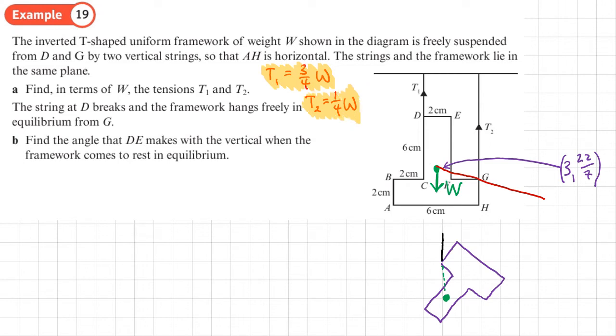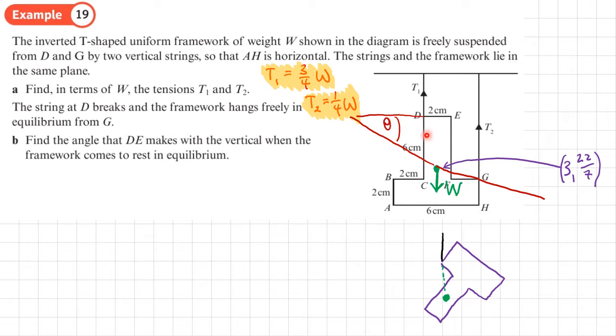Okay, now this is where I think the book is wrong, because it talks about the angles as if it's suspended from D, but that doesn't make sense because it said this string is actually broken, so I think there's a mistake there. And the actual angle that we do need to work out is going to be this line here, which is now the vertical, and DE. So this is the angle that we need to work out here.